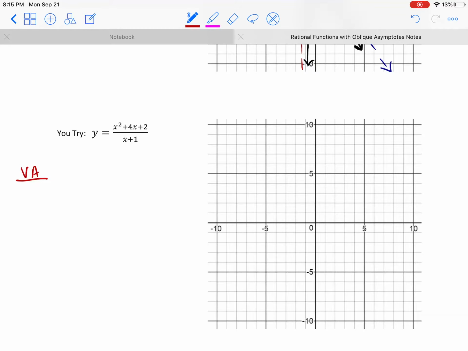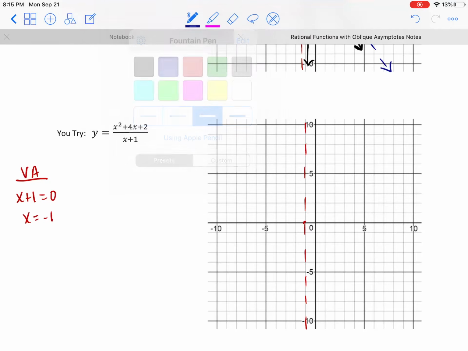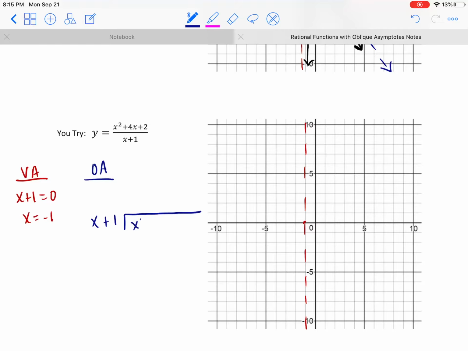So a vertical asymptote, where is that going to happen? Well, what's going to make x plus 1 equal 0 would be a -1. So a -1 on the x, we're going to have a vertical asymptote there. The oblique asymptote we're going to find with division. And again, I know this thing is not going to simplify because there aren't any factors of 2 that make 4. So I'm going to take x plus 1 and divide it into x squared plus 4x plus 2.